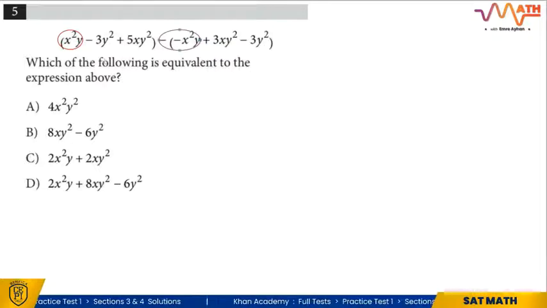And let's look at negative 3y squared here, and this negative sign will change the sign of the whole expression inside of this bracket. So it's going to be plus 3y squared, then it's going to be cancelled, right? It's going to be 0. So there shouldn't be a y squared term. Answer is C.